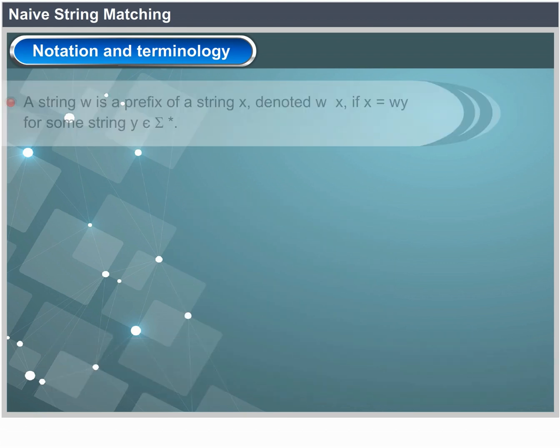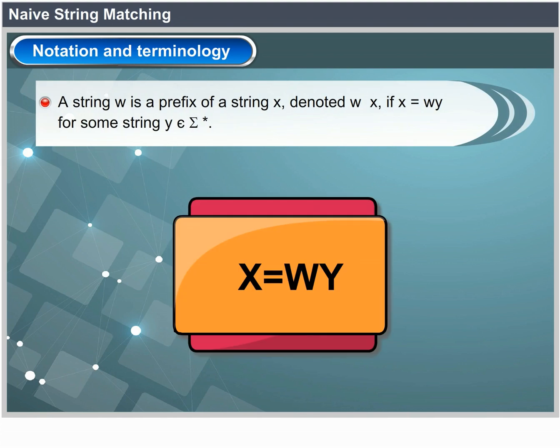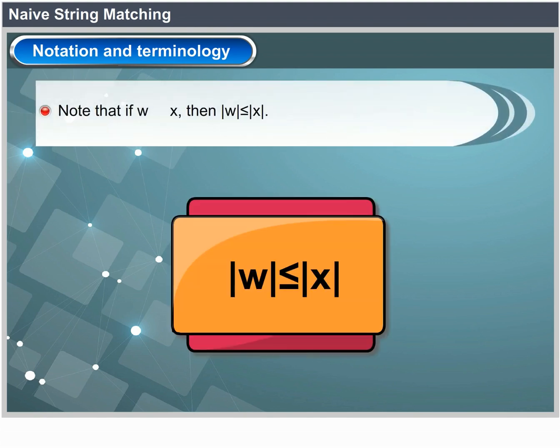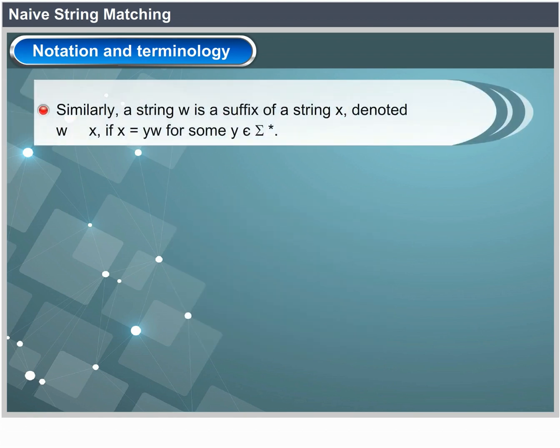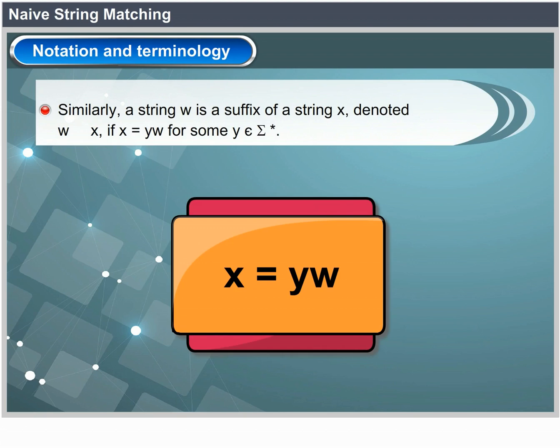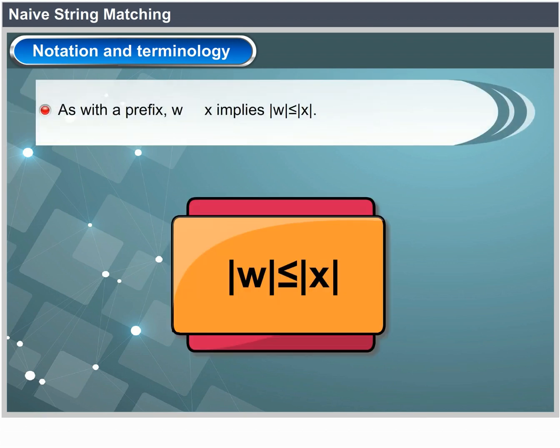A string w is a prefix of a string x, denoted w is a prefix of x, if x equals wy for some string y belongs to sigma star. Note that if w is a prefix of x, then modulus of w is less than or equal to modulus of x. Similarly, a string w is a suffix of a string x, denoted w is a suffix of x, if x equals yw for some y belongs to sigma star. As with the prefix, w is a suffix of x implies modulus of w is less than or equal to modulus of x.